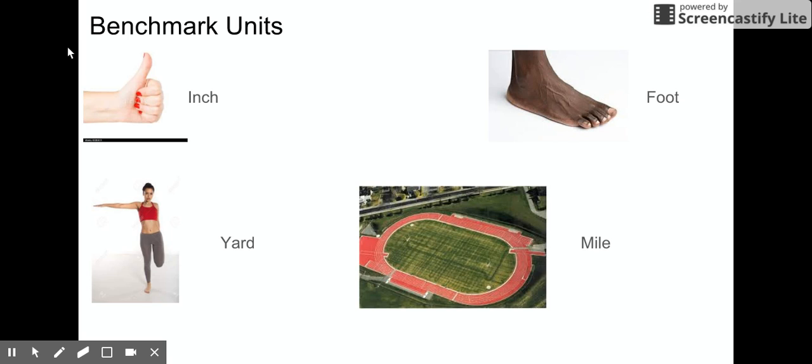Yards are about the same distance as if you were to stick out one of your arms and leave the other one flat against your side. From the tips of your finger across your body to your opposite shoulder is about 1 yard.